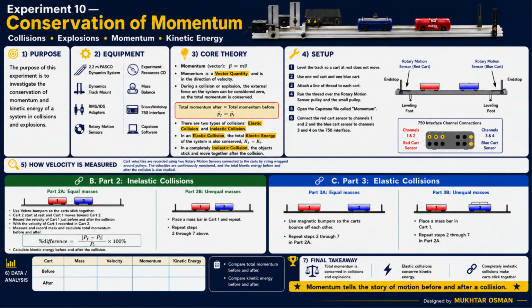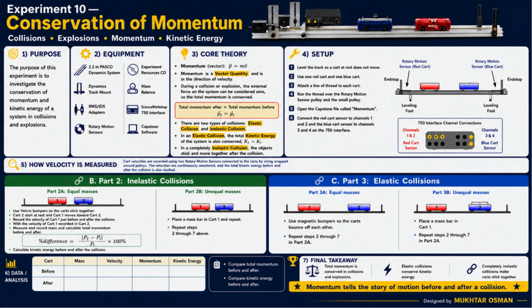Types of collisions. There are 2 types of collisions. 1. Elastic collision. 2. Inelastic collision. Elastic collision. In an elastic collision, the total kinetic energy of the system is also conserved: Kf equals Ki. Inelastic collision. In a completely inelastic collision, the objects stick and move together after the collision.